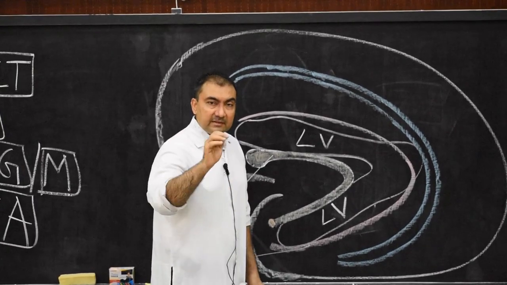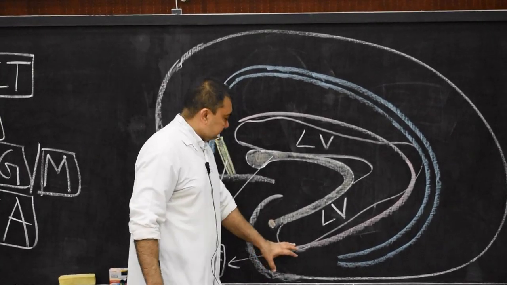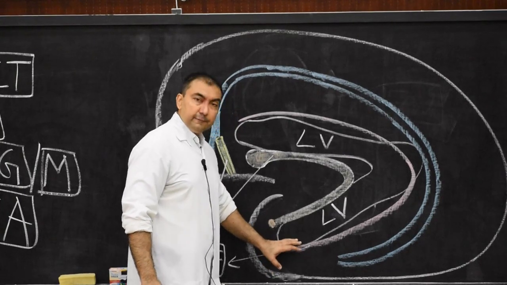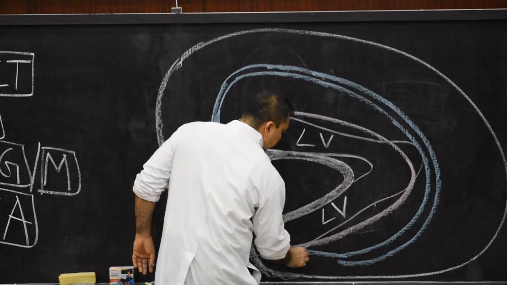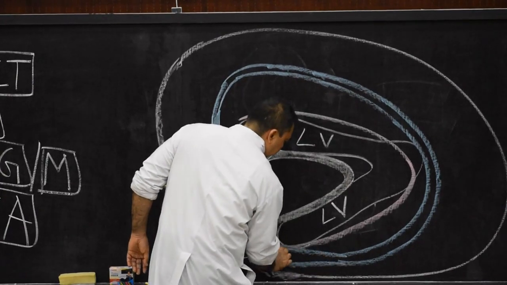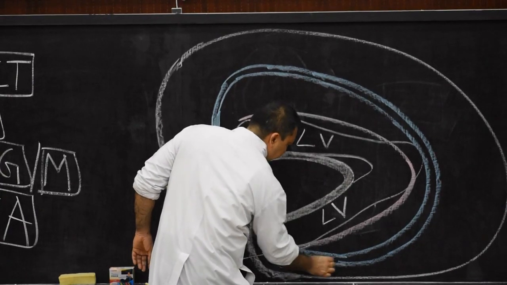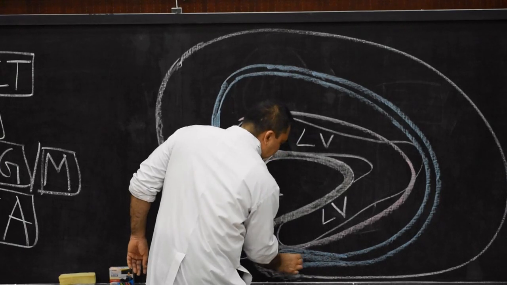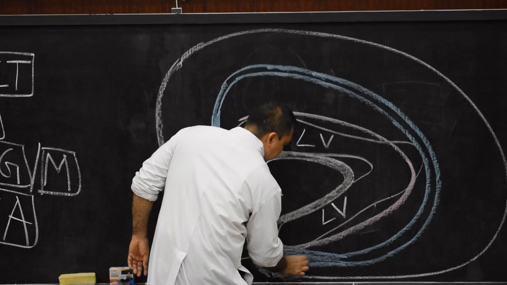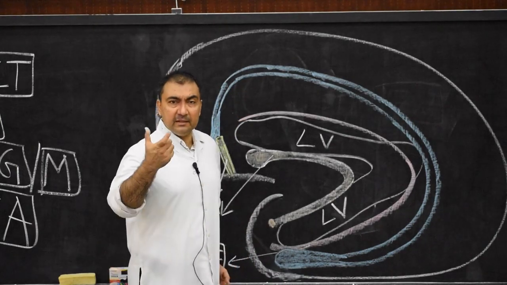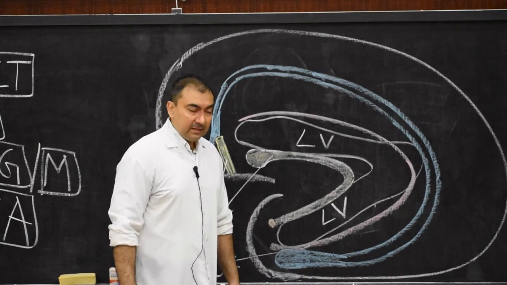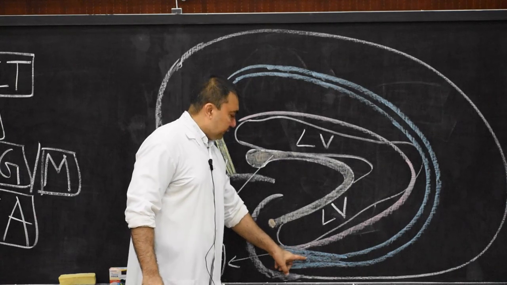Where does it end? In the floor of the inferior horn of the lateral ventricle. The point where it ends will be known as the hippocampus. It will end in the form of a bulging in the floor of the inferior horn of the lateral ventricle.